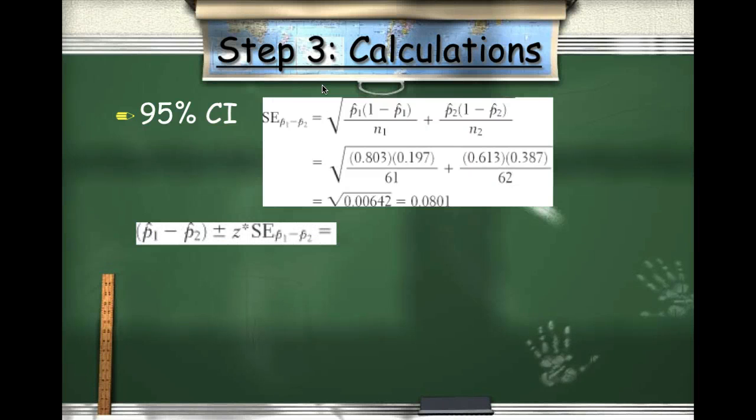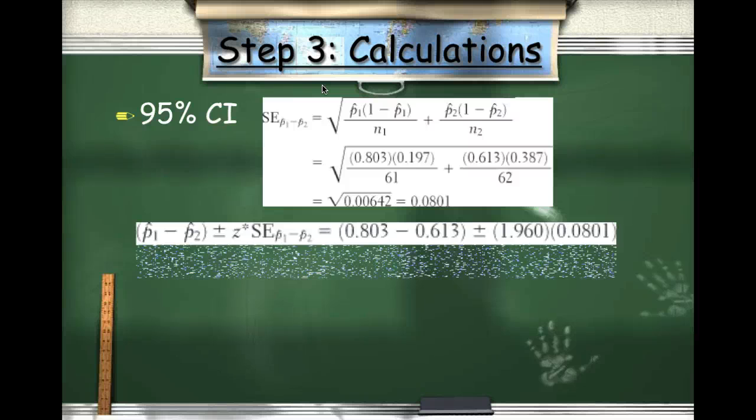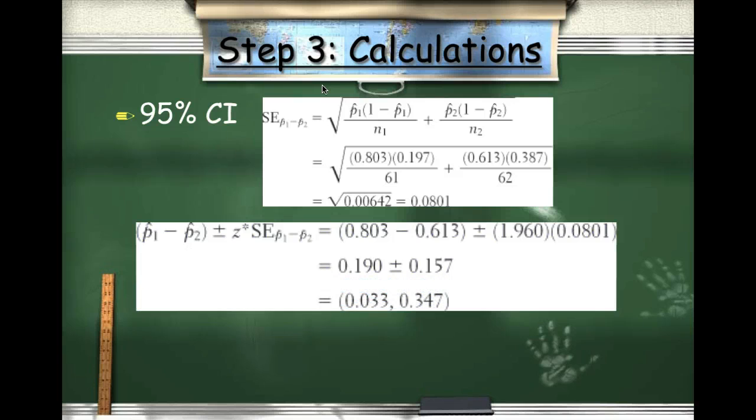I'm going to find the difference in my samples plus or minus the critical value times the standard error. The difference in my samples was 80.3% minus 61.3%. This is a 95% z interval, so my critical value is 1.96, and I already found my standard error. Once this is calculated, I get an interval from 3.3% to 34.7%. Also, a good thing to note here is that they're all positive differences.